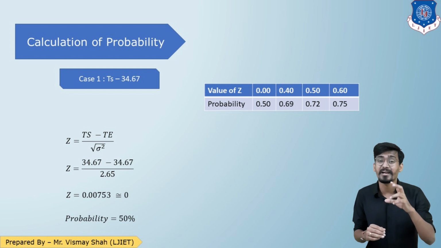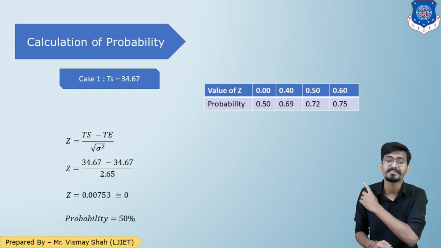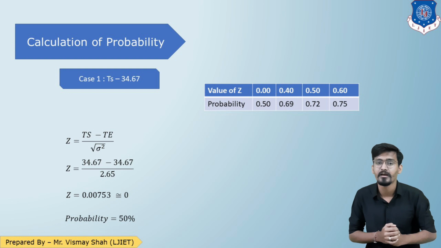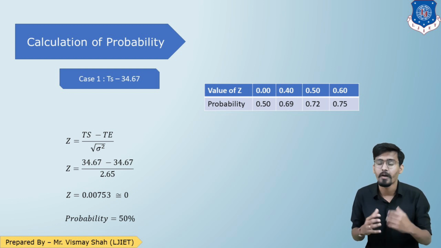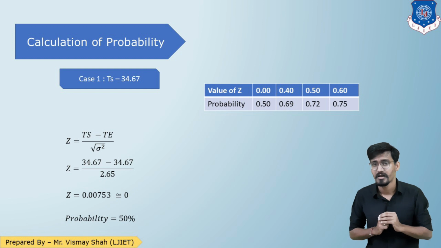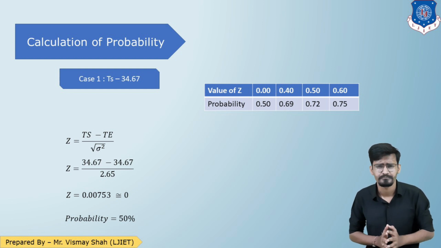Now let us recall the table of probability and Z given in the question. So here is the table of probability and Z. For the value of Z 0, the probability is 0.50. So in percentage, that is 50%. So for the first case, to complete the project in 34.67 days, the probability is 50%. I hope we are clear about this point.